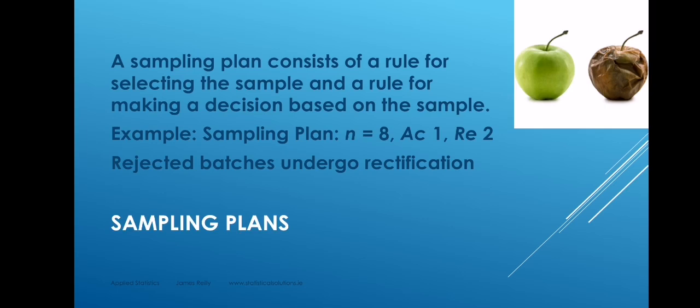And if a batch is rejected, that batch undergoes rectification, which means that it is subjected to 100% inspection with replacement of every defective unit with a non-defective unit. So a batch which is rejected actually leaves the inspection station 100% conforming.